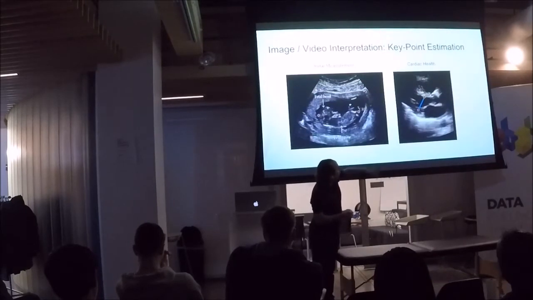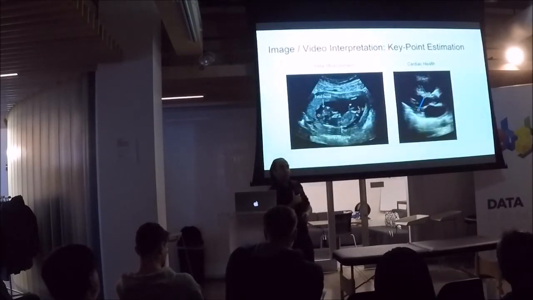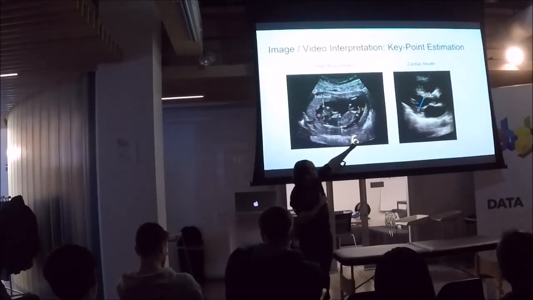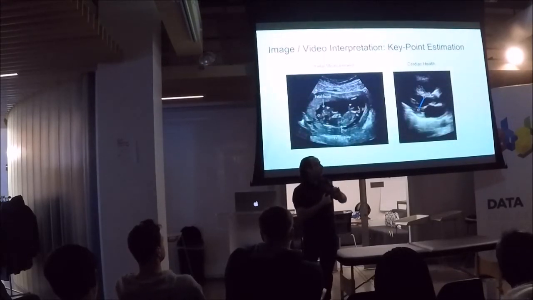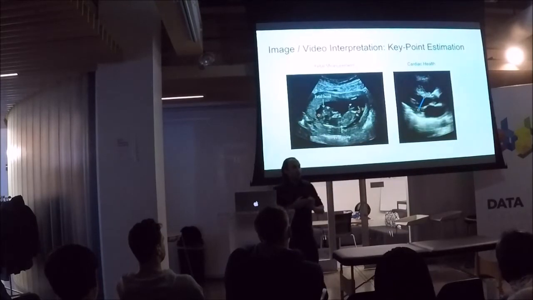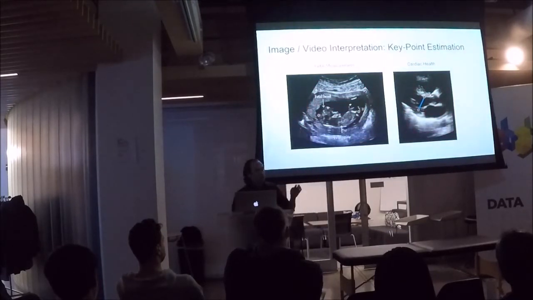Cardiac health is a similar key point estimation problem. Here we want to estimate the diameter of the left ventricle. Again, we need to be able to identify, using a machine learning algorithm, two very particular anatomical locations of the heart. If we can do that, then we can automatically assess someone's cardiac health.